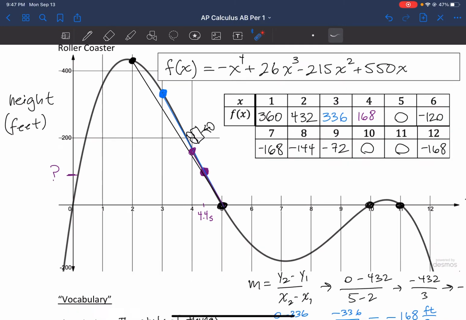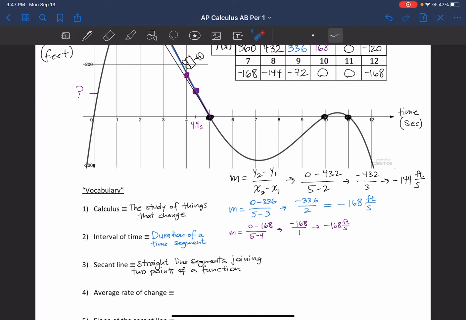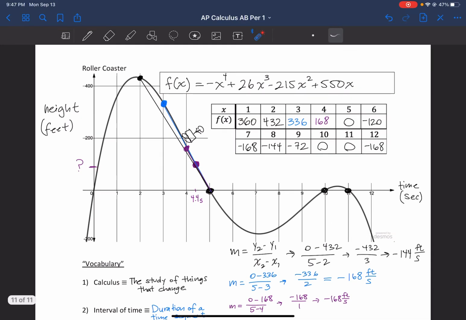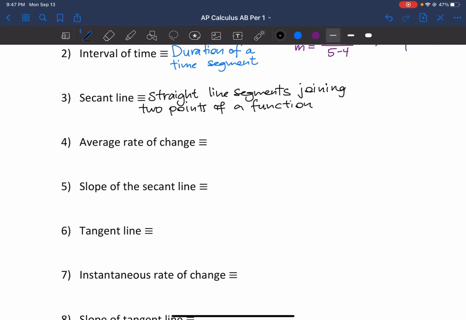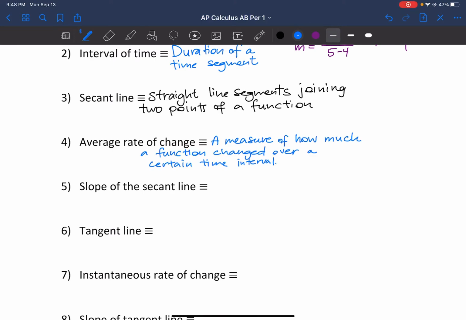So we did find slope, because the slope is not constant. It's not the same between those 3 units of time or those 3 intervals. This is our new definition, or our definition for average rate of change. It is a measure of how much a function changed over a certain time. Average rate of change: a measure of how much a function changed over a certain amount of time.